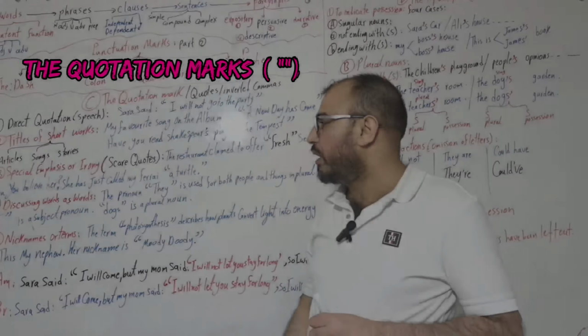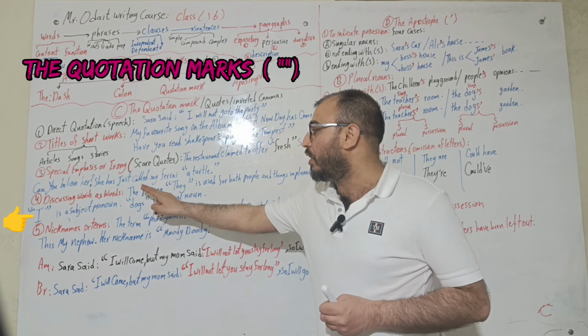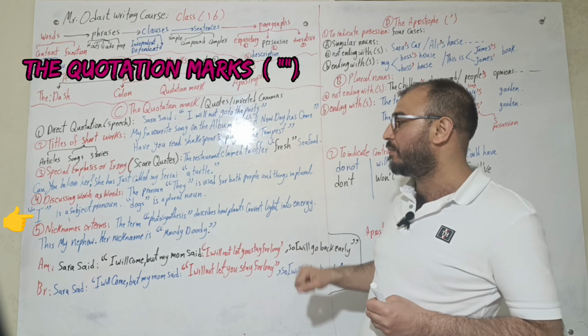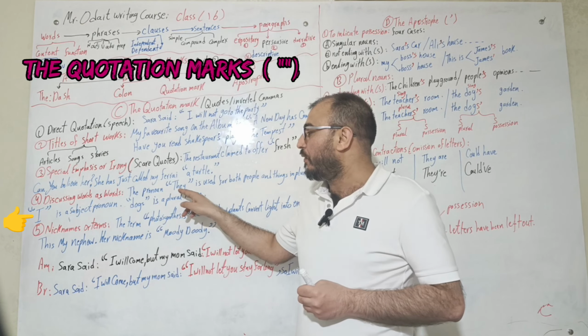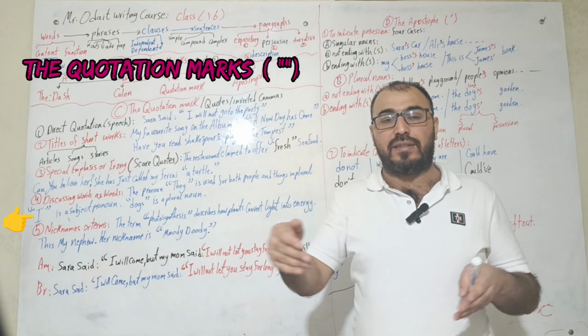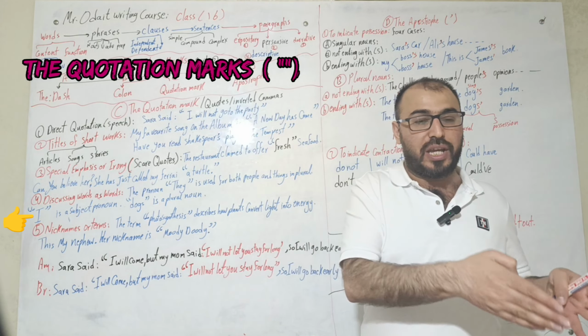And in the fourth use, my friends, we use it in discussing words as words. For example, here, my friends, we say the pronoun "they" is used for both people and things in plural. Generally, my friends, when we use they, we say they are my friends, they are my cats. And here, my friends, we use "they" as a word, not as a pronoun. And we are explaining the word in this example.